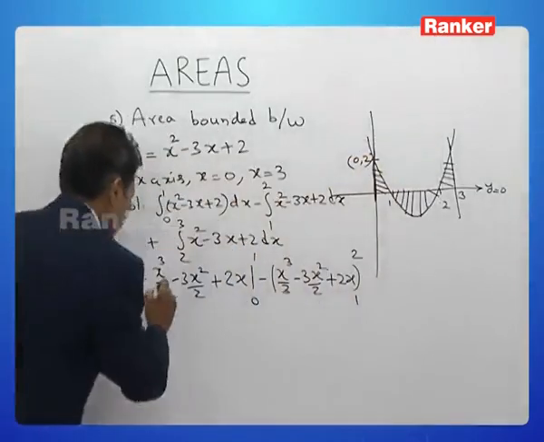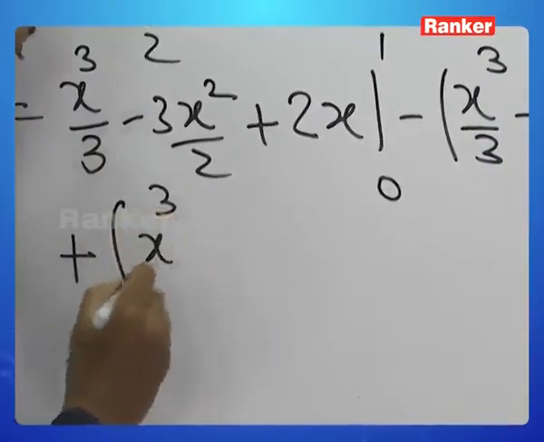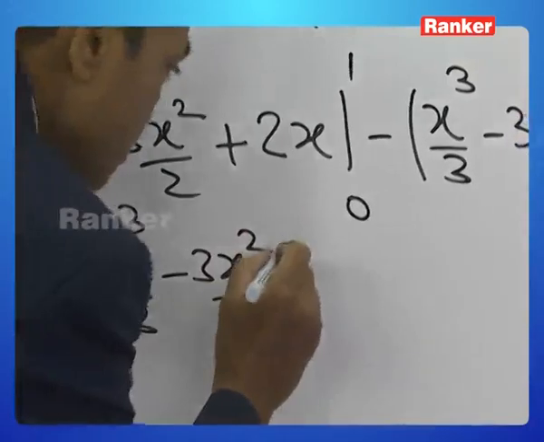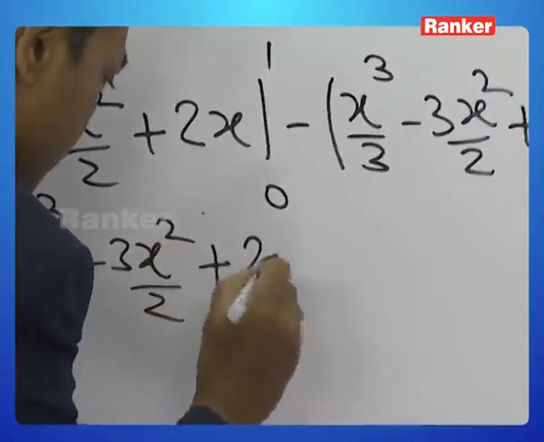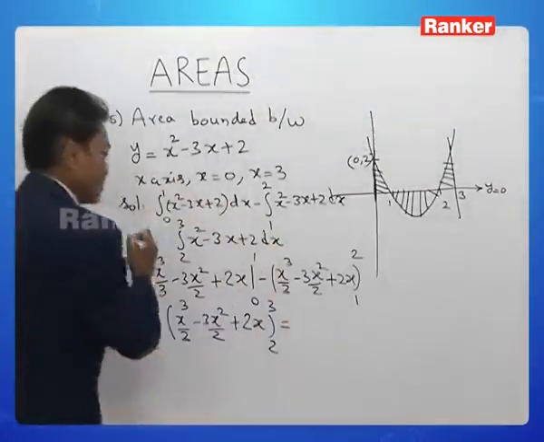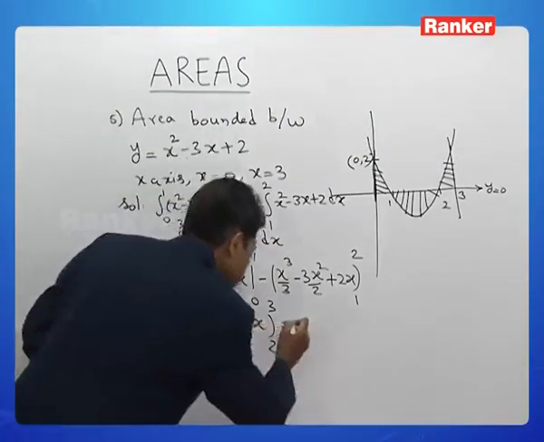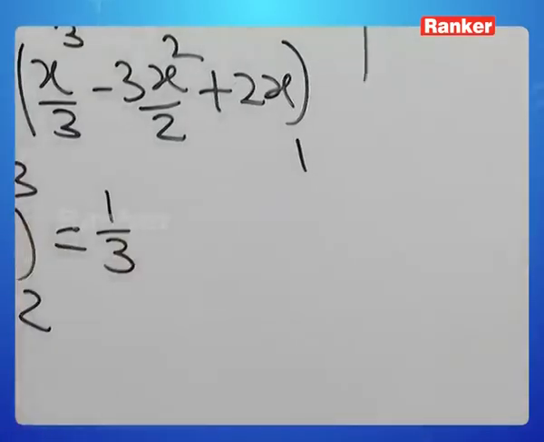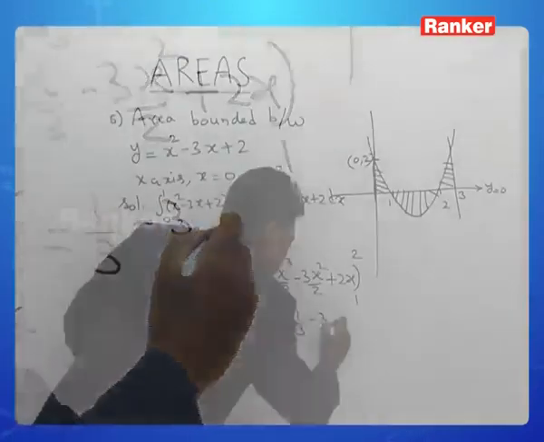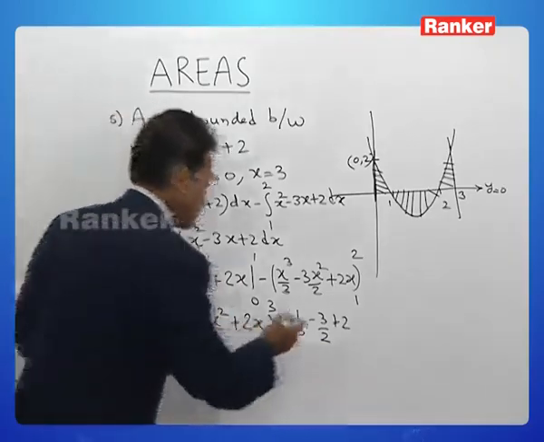Finally, same integration again x cube by 3, 3x square by 2 plus 2x between 2 and 3. Now, if you substitute the values, you get final answer after simplification: 1 by 3, 3 by 2 and 2. When you put lower limit, it becomes 0. So, no need to put that. First bracket is over.